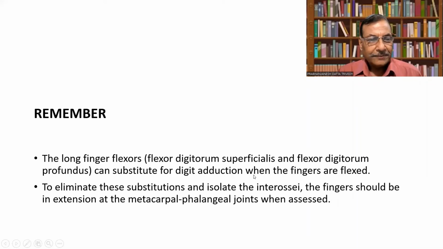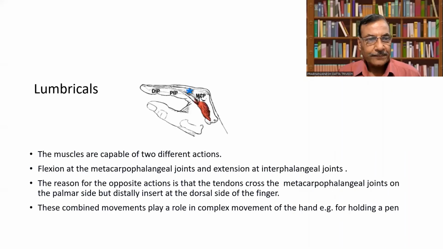Remember, the long flexors of the fingers, like flexor digitorum superficialis and profundus, can substitute for digit adduction when the fingers are flexed. To eliminate these substitutions and isolate the interossei, the finger should be in full extension at the metacarpophalangeal joints.